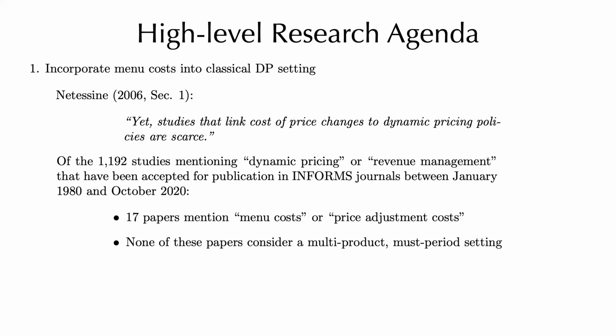So these are quotes from 2006 and 2012, but we dug into recent publications, and we found that of the almost 1,200 studies published in INFORMS journals between 1980 and 2020 that mentioned dynamic pricing or revenue management, only 17 mention menu costs or price adjustment costs, and none of these papers consider a multi-product, multi-period setting. So the most general, realistic setting hasn't fully been accounted for explicitly with the notion of menu costs.